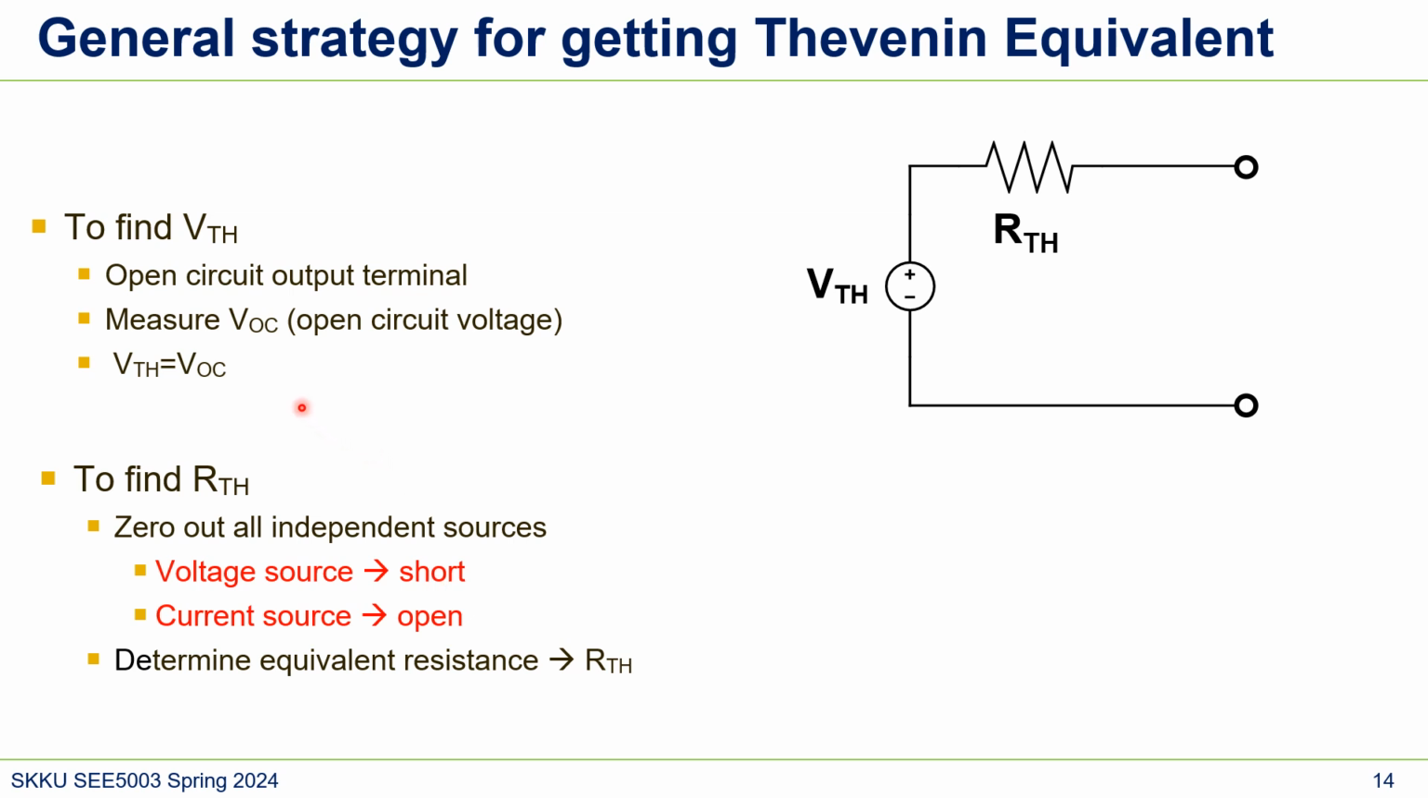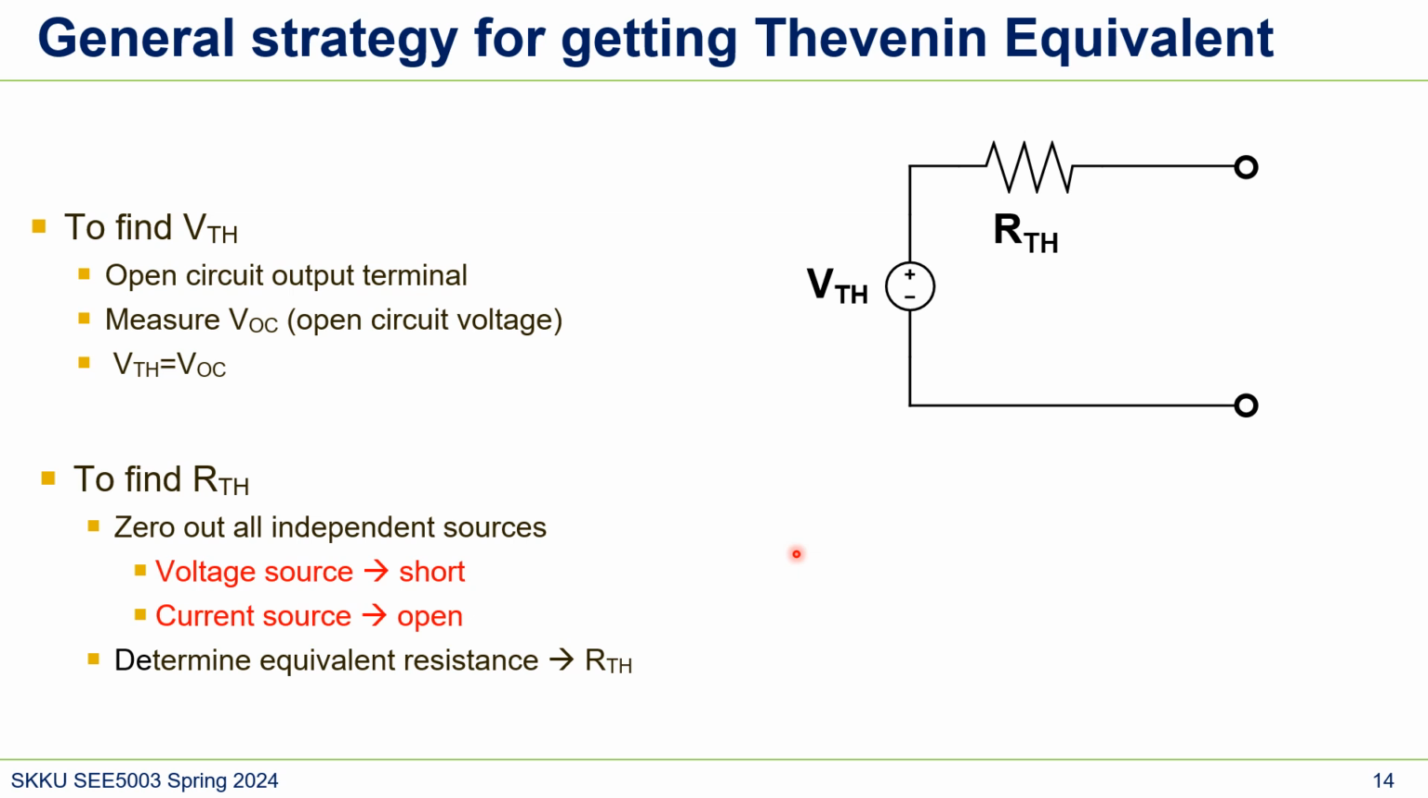So those rules apply for every complicated circuit. When we get a Thevenin voltage for any complicated circuit, the first thing we have to do is open circuit the output terminal, and then measure VOC, which is the open circuit voltage, and that VOC will go to this VTH, Thevenin. And to find this RTH, zero out all independent sources. Voltage source will be short, and then current source will be open, and determine the equivalent resistance, RTH.